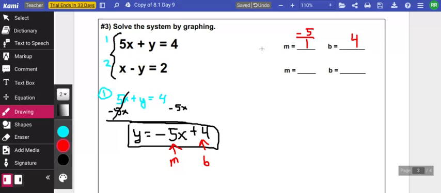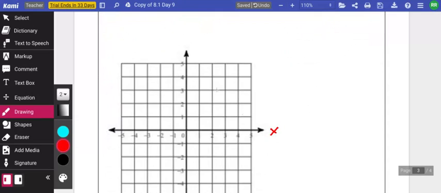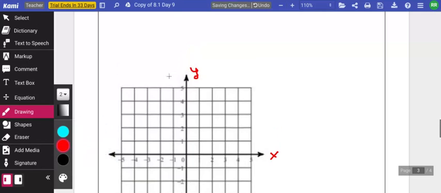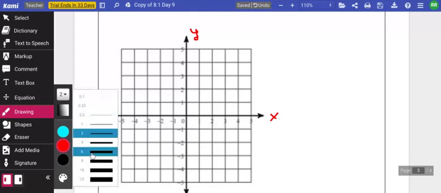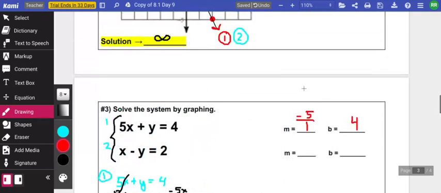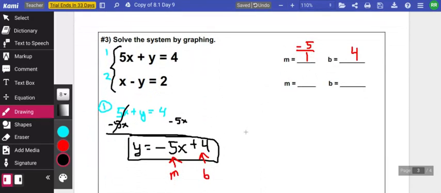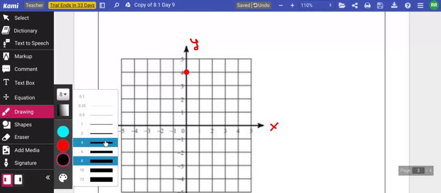Okay, so let's go ahead and graph that one. So I'm going to begin at b. B is at 4. Remember, this is the x-axis. This is the y-axis. And b tells me where the line crosses the y-axis. So b is 4. Let's put our dot there. That's where we begin. I'm going to begin at 4 right there. Okay, that's where the line crosses the y-axis. Then I'm going to move with m. M is -5, and again over 1.